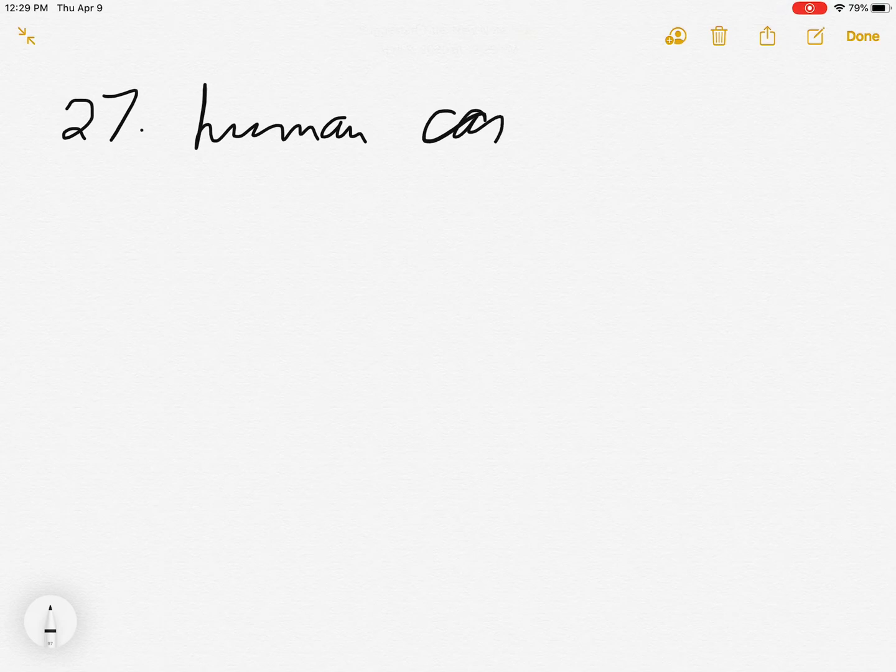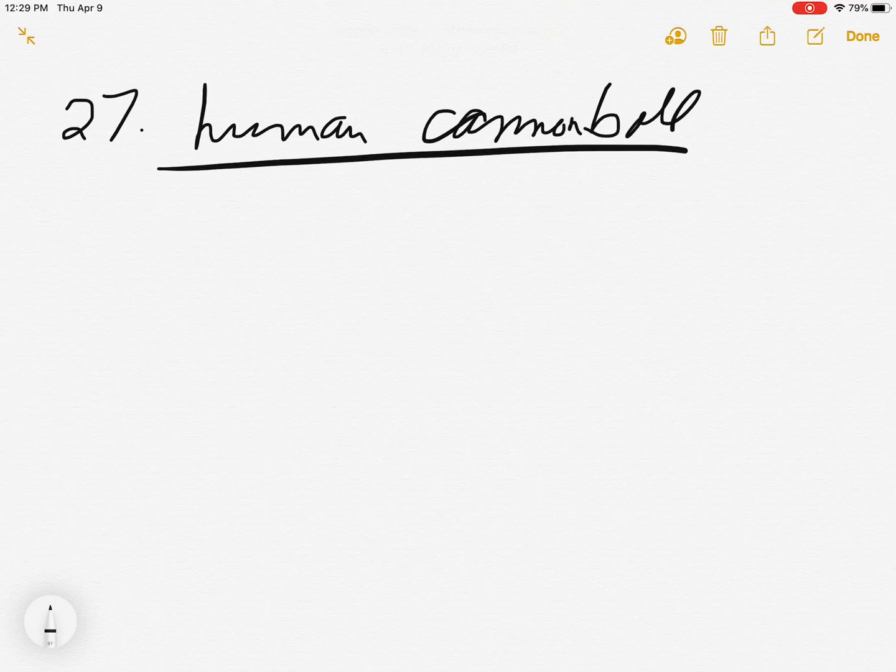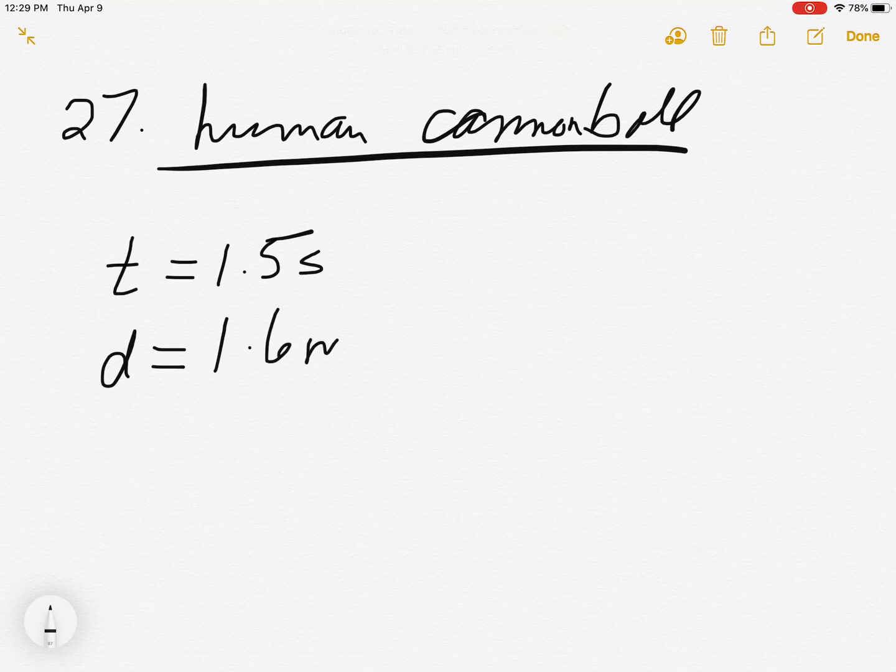All right. Now we're looking at question 27. This one is about a human cannonball being fired out of a cannon. Here's what they tell you. There's a time of 1.5 seconds for him to shoot out of the cannon, and the cannon has a length of 1.6 meters.